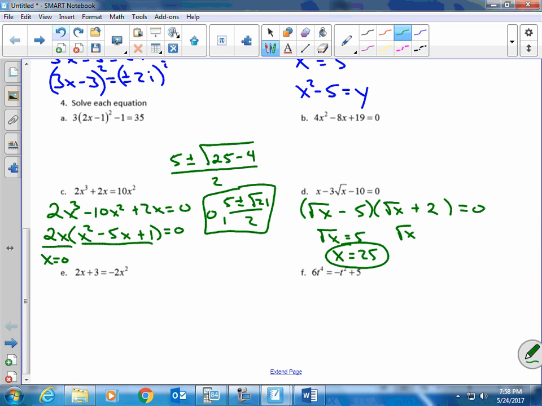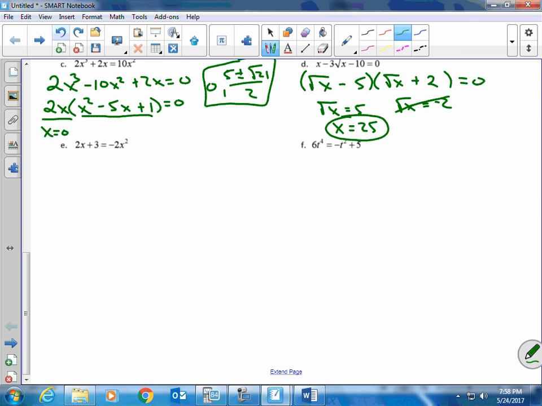Okay? And this one didn't work. All right, I'm going to jump to F, because it's just like what we just did. Group all of these together and set it equal to 0. Is that in the form of a quadratic? Yes. How do I know?